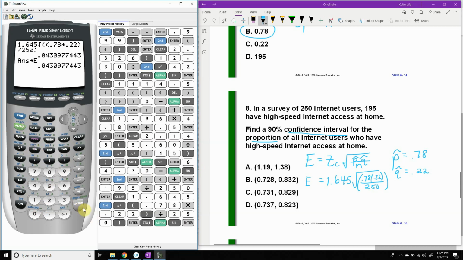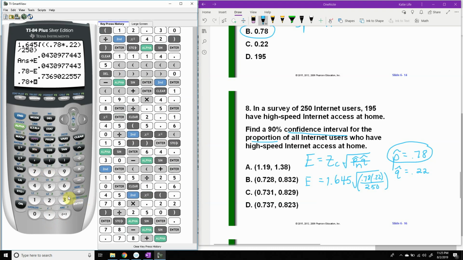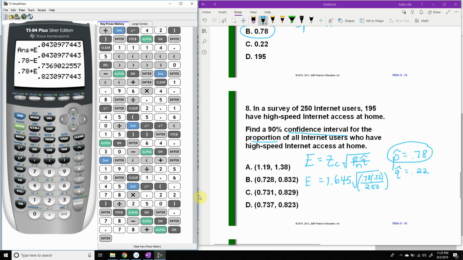And we're going to add and subtract this value to our point estimate, which here is the p hat value of 0.78. So 0.78 minus our error and 0.78 plus the error. So about 0.737 to 0.823. So it looks like D is our value.